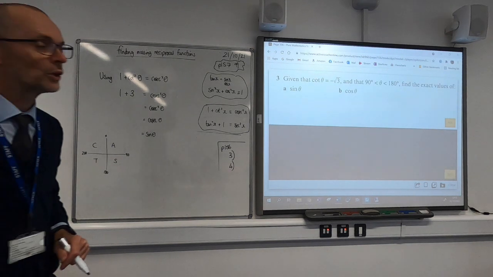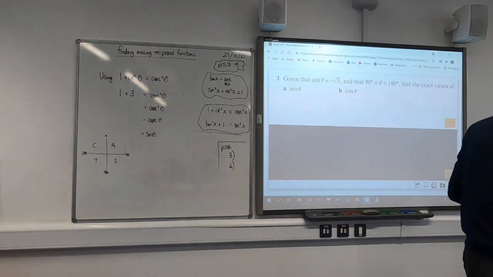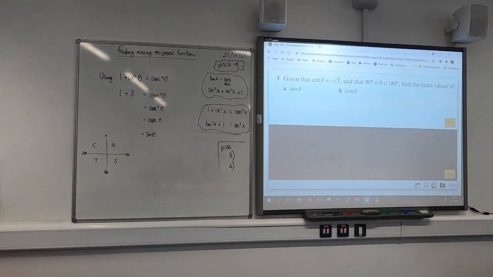We could use Knuth's method for this one as well, couldn't we? Because if I know what cot is, I can work out what tan is.